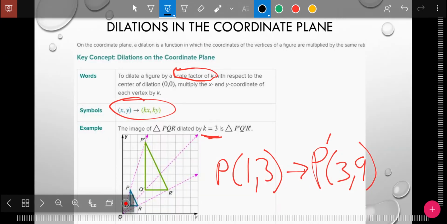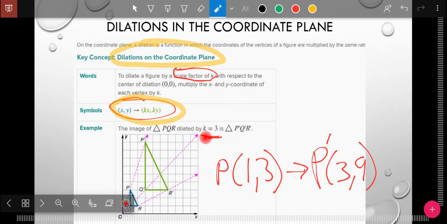So I've circled here a lot of what's important. I should probably point out that this is dilations in the coordinate plane, like the heading says, and that this is our main rule we want to get. Any XY coordinate from the XY plane becomes KX, KY. We're multiplying by K. Dilations are multiplying by K. Now K, what is K? K is the scale factor, and they're not going to hide that from you.